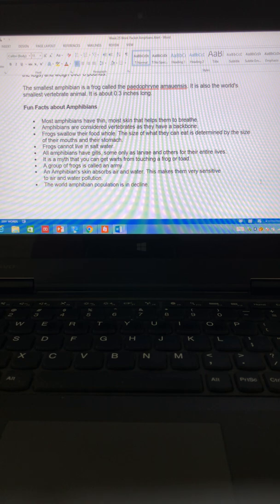The world amphibian population is in decline. It's getting less and less of amphibians. Remember from our first article, we know why it's getting less and less.